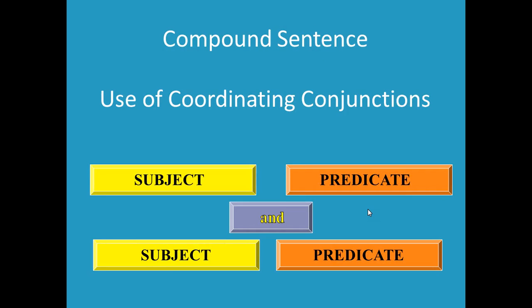Compound sentence. Use of coordinating conjunctions. You will have a subject and predicate. It's like a formula, so you may want to write this down. This is a formula for how you can distinguish a compound sentence from a simple sentence. Okay, so in the compound sentence, you still have your subject and predicate, but you have a conjunction that joins another subject and predicate with the first subject and predicate.